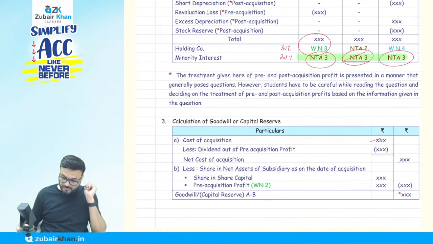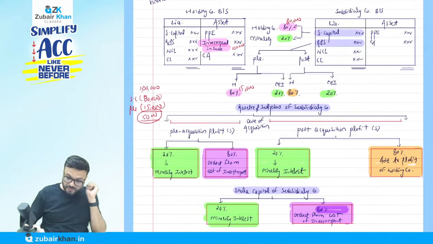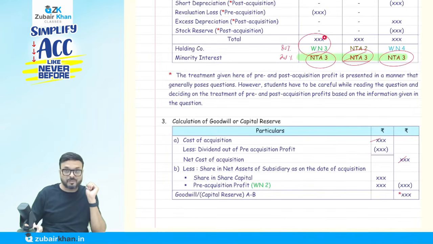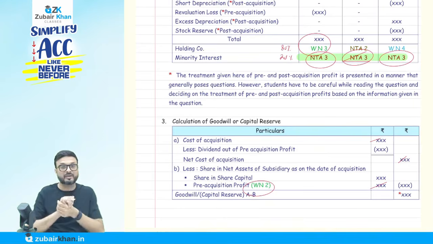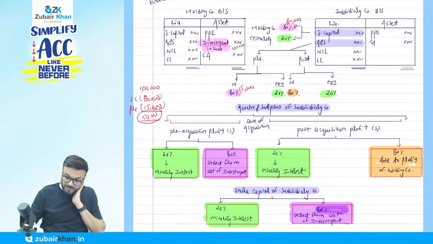This is the cost of investment. I will deduct two things from that. What? The pre-acquisition profit which belongs to the holding company. So this pre-acquisition profit which belongs to the holding company goes to working note number 3. This is working note number 3 here. Where does it come from? It comes from working note number 2. Everything is referenced there. Perfect.